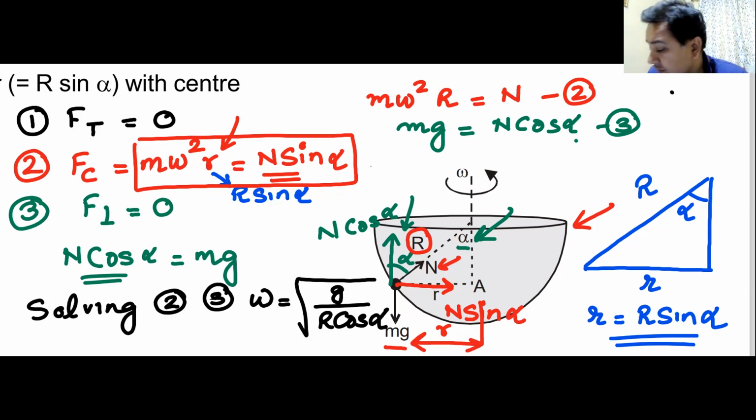Capital R was given to you, the radius of the bowl. Here you can see capital R, the radius of the bowl. Small r is the radius of the circle this body is making. It is not the radius of the ball. Okay.